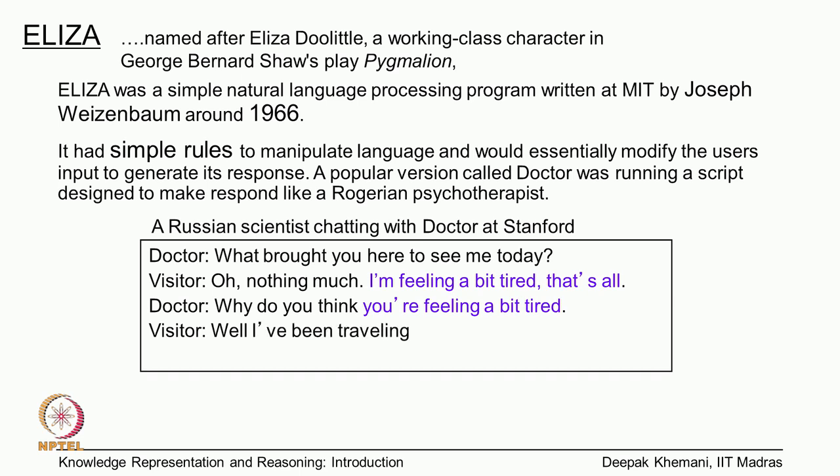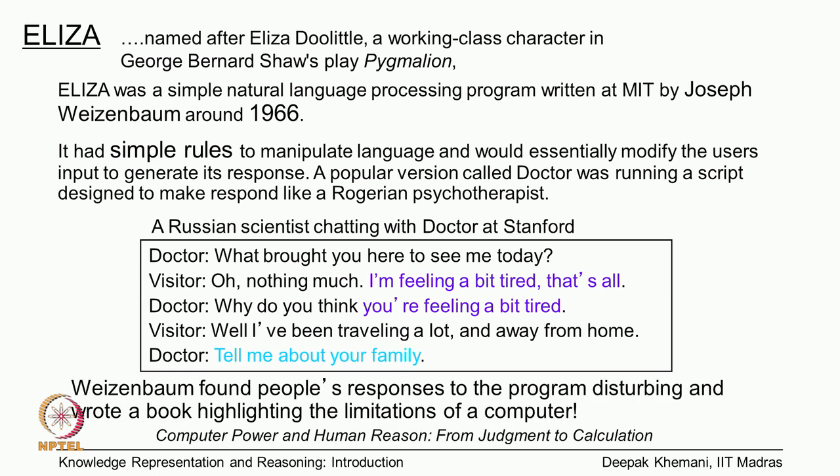So, if you can make out a color, there is a bit of purple in there. Those are the bits of sentences which indicate how the program is really twisting a sentence. So, the visitor says, I am feeling a bit tired, that is all. And the program, which is the doctor, says, why do you think you are feeling a bit tired? You see, it has just taken the phrase from there and added a why do you, and it sounds as if it is like a therapist essentially.